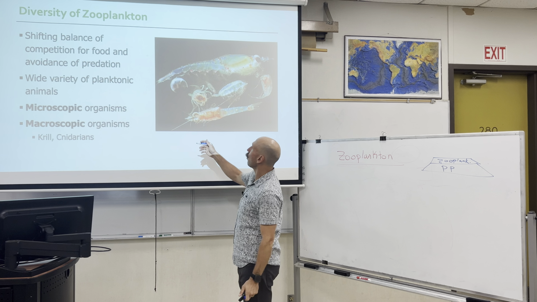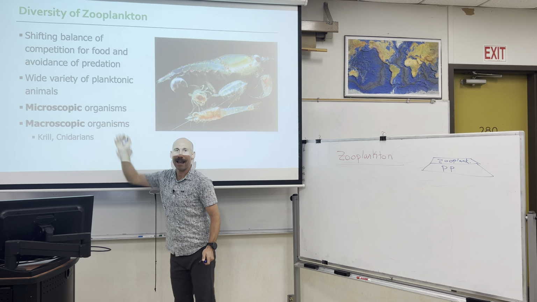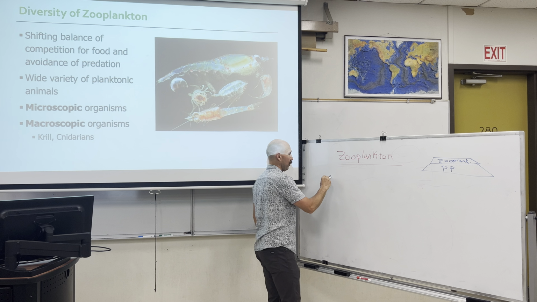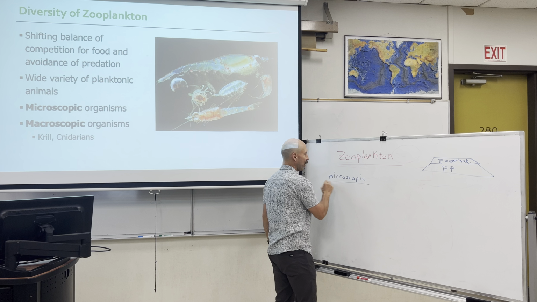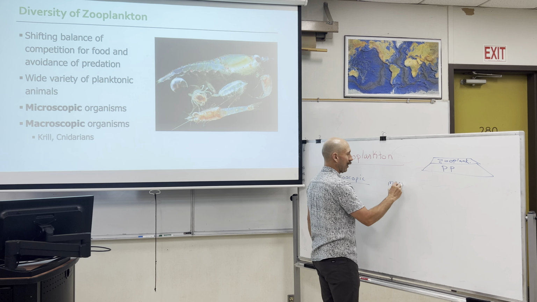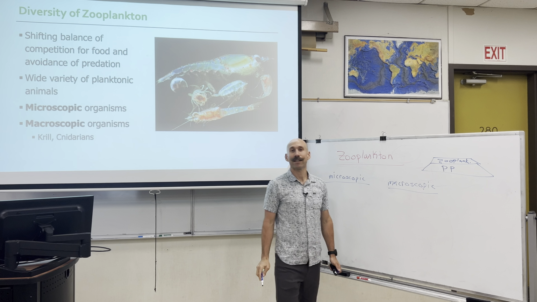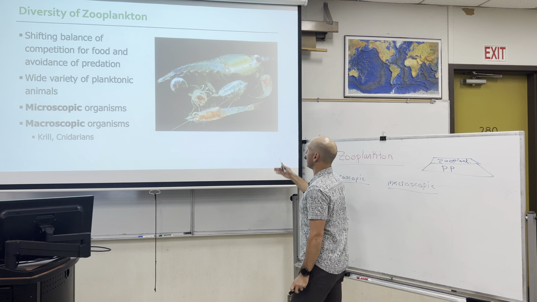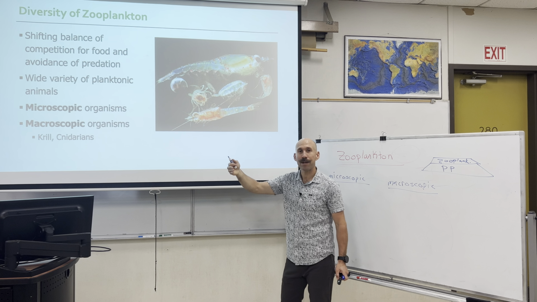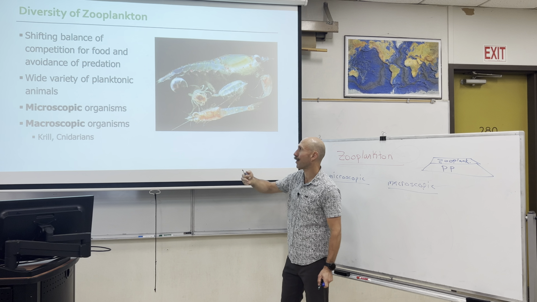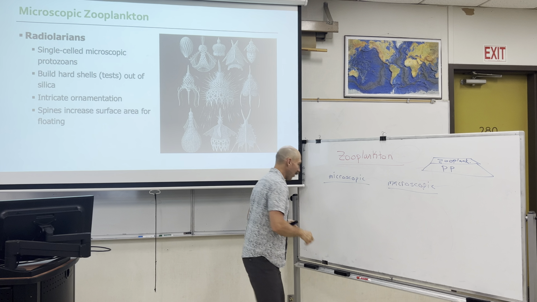And these organisms come in microscopic and macroscopic, which means we can see them or we cannot see them. Micro versus macro. And let's look at some examples of various zooplankton, floating animals in the pelagic environment. So microscopic, here we've got radiolarians.